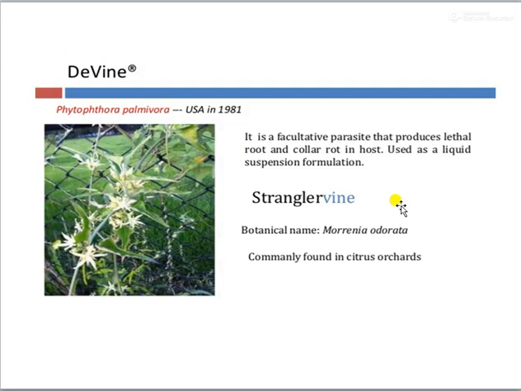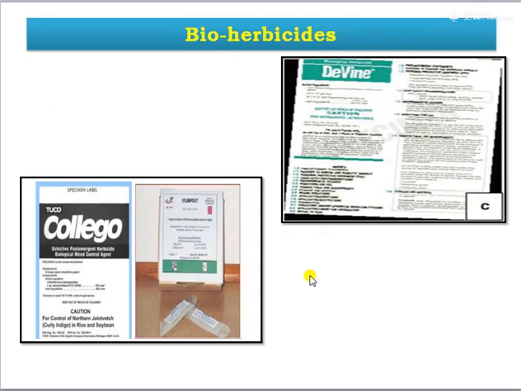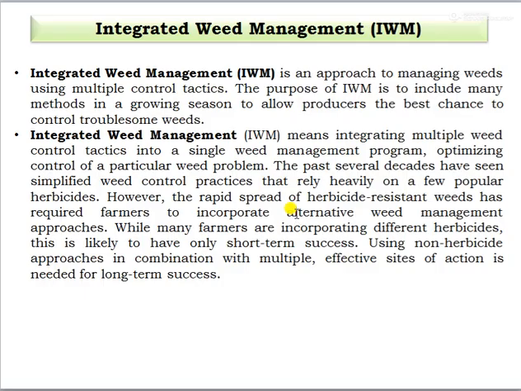Next one, Devine. This is also an ideal example of a bioherbicide, developed from Phytophthora palmivora in the US in 1981. It is a facultative parasite that produces lethal root and collar rot in the host, and it is used as a liquid suspension formulation. This Devine bioherbicide is used for control of the strangler vine, Morrenia odorata, commonly found in the citrus orchard. These are the bioherbicides Devine and Collego.